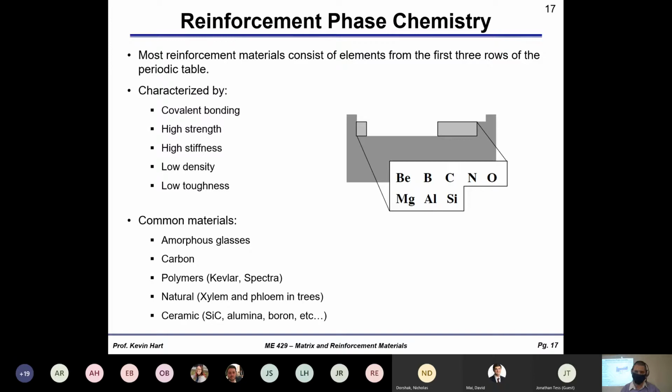Some common materials that you might see for reinforcement in composite materials are amorphous glasses. So when you hear glass fiber reinforced plastic, it's typically an amorphous glass material. Carbon, obviously, carbon fiber composites. Polymers, natural fibers like wood fibers, and ceramic fibers are also common as well. So when you're using a ceramic matrix, you usually need a ceramic fiber, right? Those are very common materials.